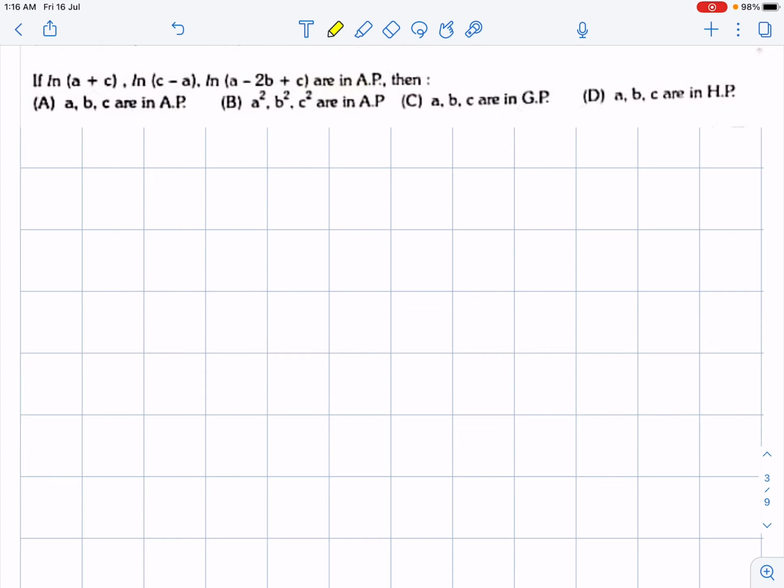Here I came up with the third question written on the screen. Let ln(a + c), ln(c - a) and ln(a - 2b + c) be in AP. Then they are asking something.